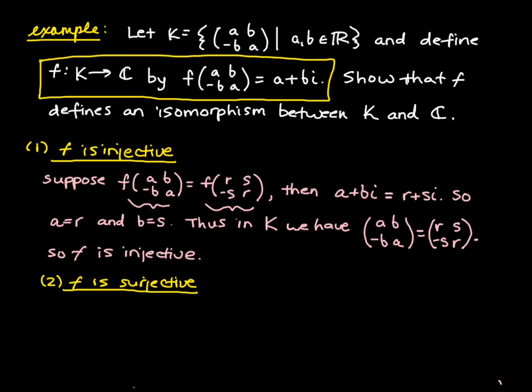So what we want to do is consider any element in the image of F. So consider a complex number, some complex number. So consider a plus bi and c.